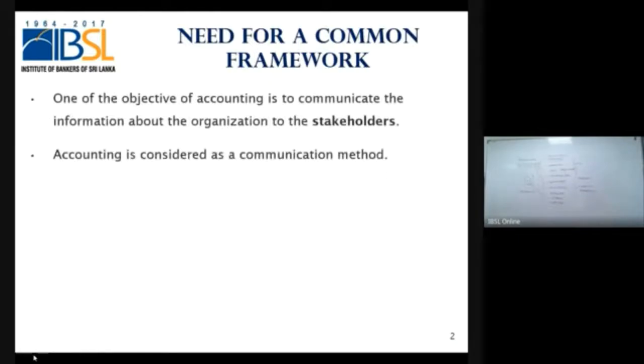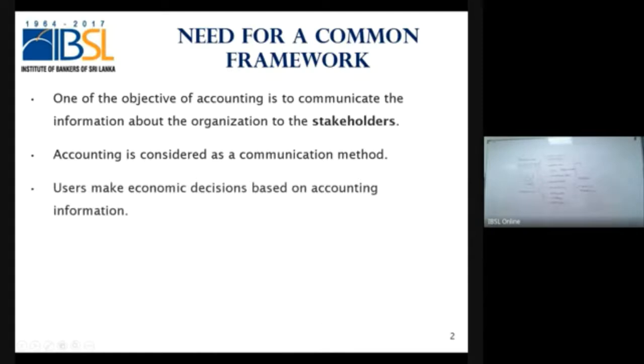Accounting is considered a communication method or communication tool. I told you it is the most common tool that we use to communicate. So when these stakeholders or users want to make economic decisions, we said earlier why they use this financial information: because they are interested in your company, and they want to make economic decisions.